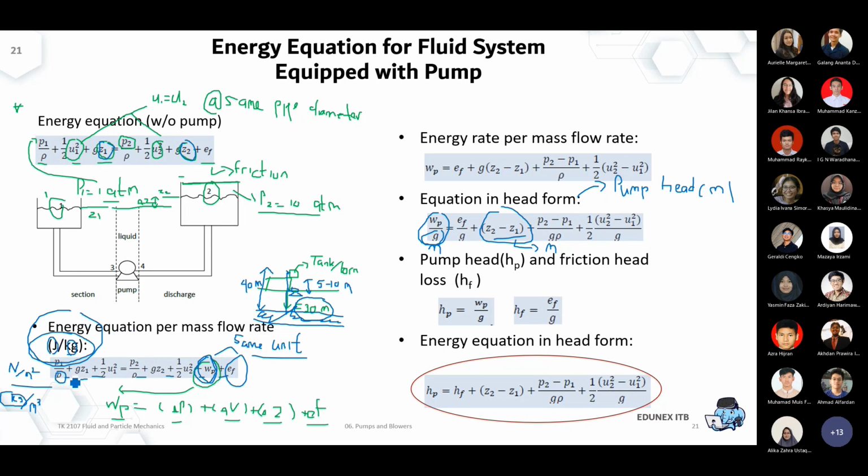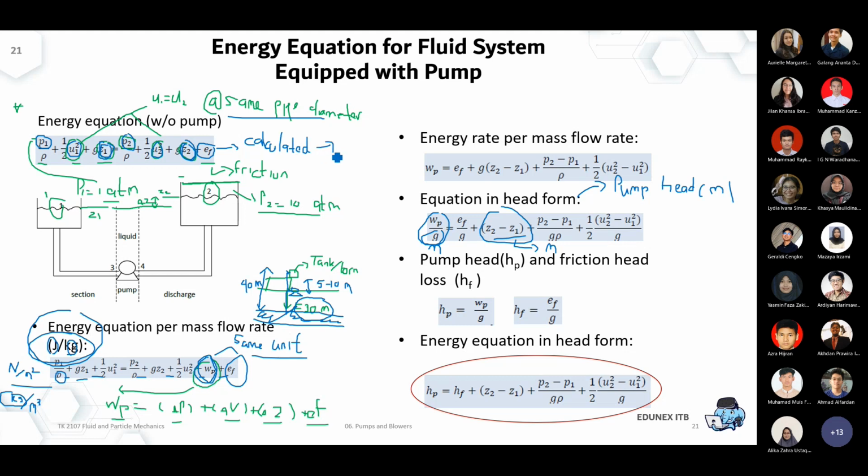You should be able by now to understand where you can get the P1, the P2, the velocity, or even if the pipeline diameter is the same, then U1 can be disregarded with the U2 because it's the same. Z1 and Z2 should be available in your system design. EF must be calculated from a straight pipeline calculation, using the fanning factor and so on.